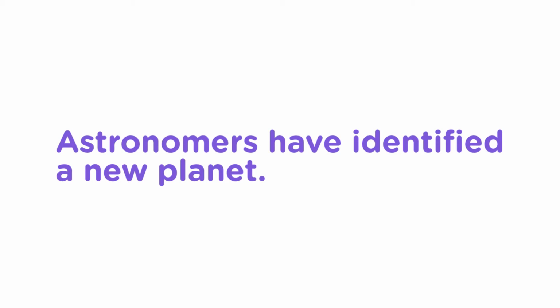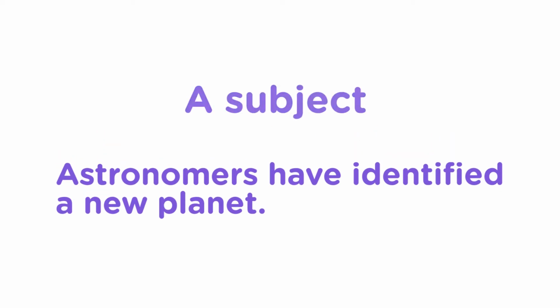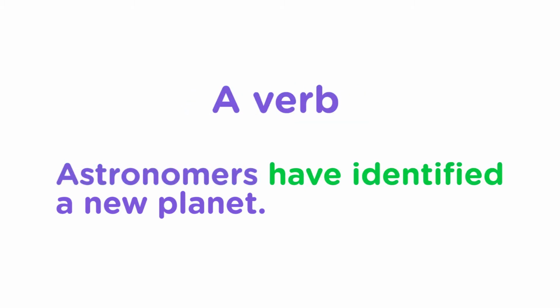Look at this sentence. Astronomers have identified a new planet. It has three parts. A subject, or the astronomers, a verb, or have identified, and an object, a new planet. A subject can identify who, such as astronomers, Dr. Erickson, or a pronoun like she or he. A subject can also identify what, like the moon or the solar system or other things.